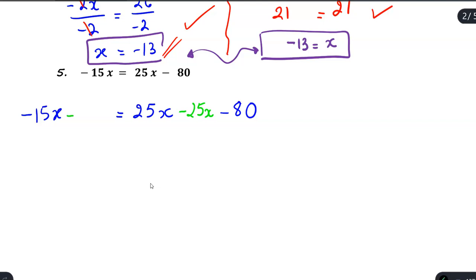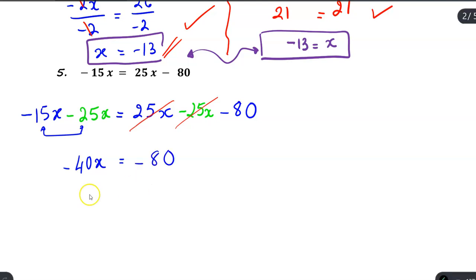That means I must do the same thing on this side of the equation, right? Yeah. So then 25x subtract 25x is gone. So on the other side, I combine these two coefficients. I should have negative 40x. And on the other side, I have negative 80 left.